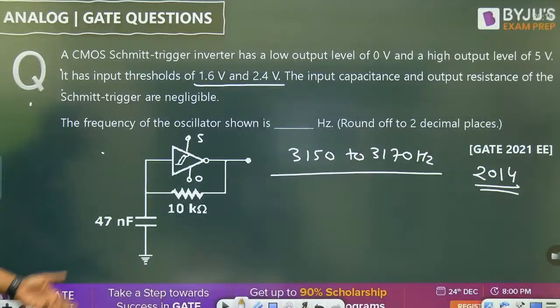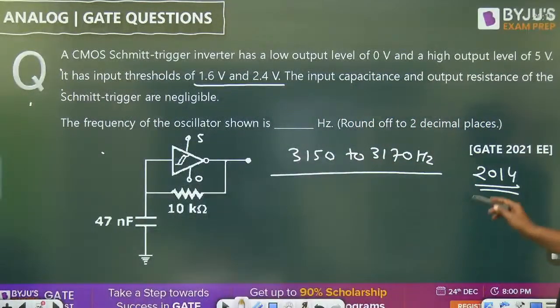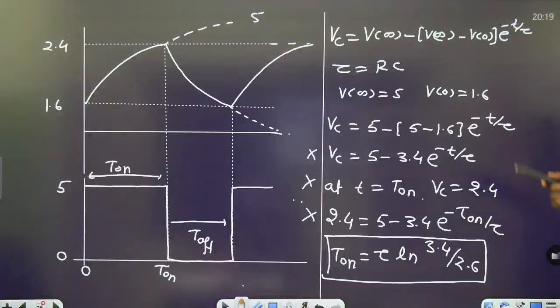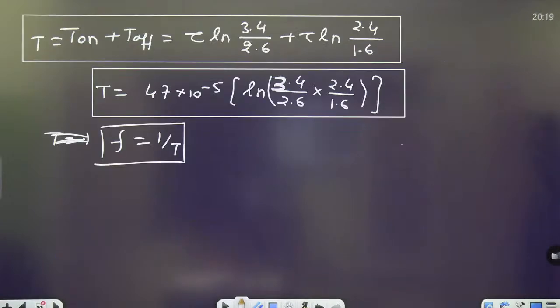Now, I have already solved a similar question in 2014. Watch the previous year paper in 2014, a similar question on this diagram. CMOS symmetric trigger inverter, I have already given the answer for this question. That is the waveform. Find the frequency here, everything is solved.